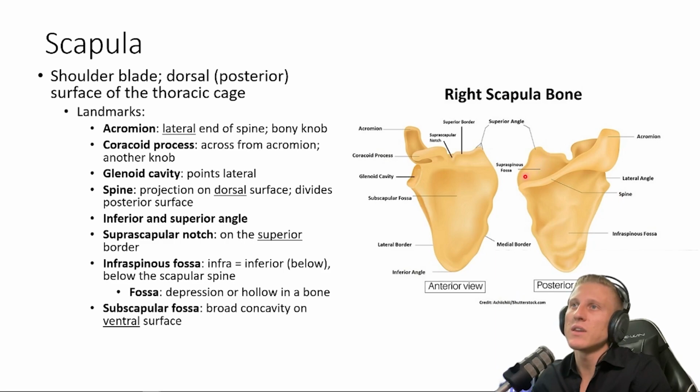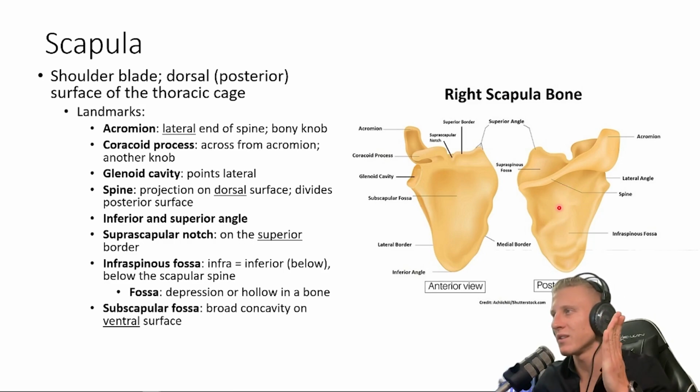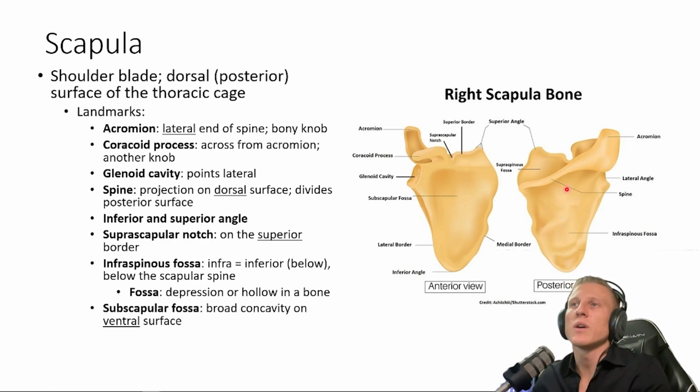Then we have the supraspinous fossa up here. So this large plate, kind of an attachment point for muscles, relatively smooth surface, and a divot right here, and then the supraspinous fossa right here. And then lastly, we have the subscapular fossa.